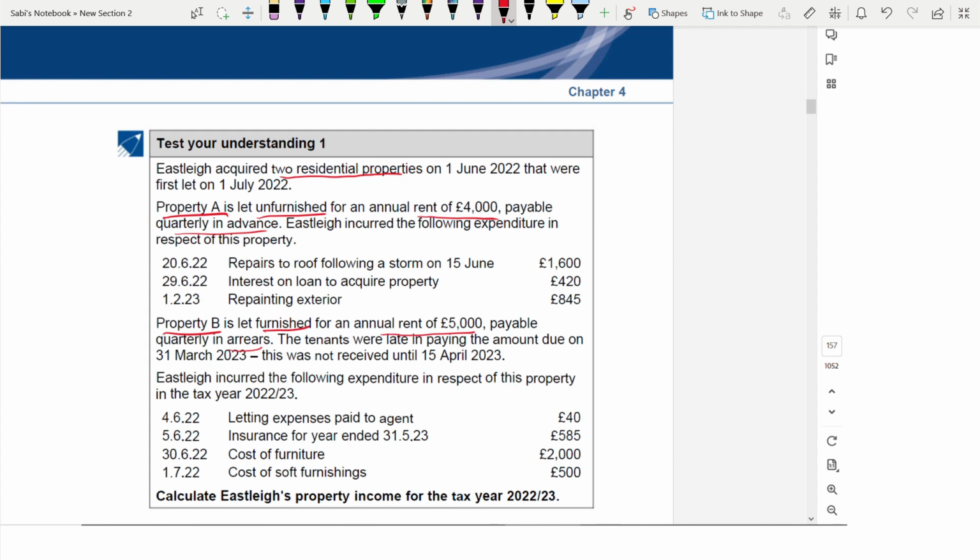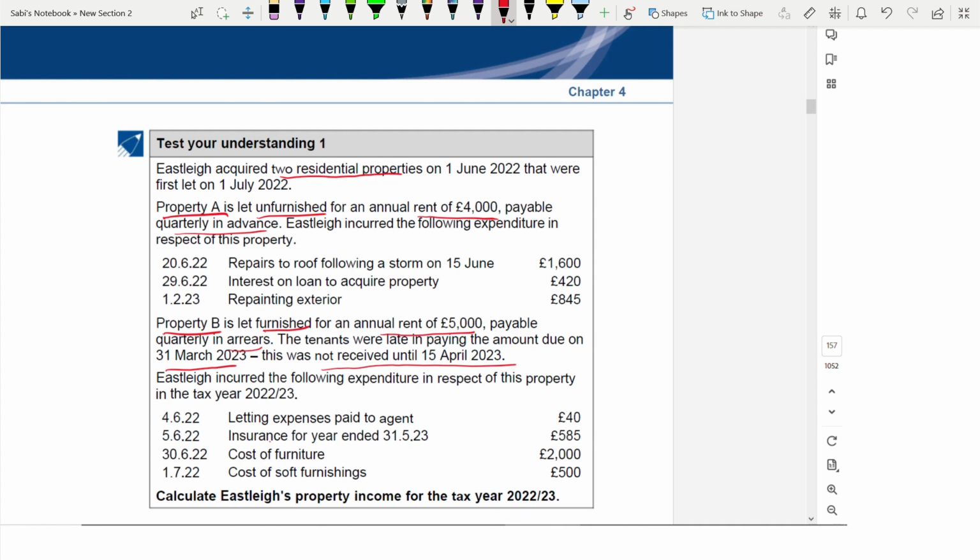Now, for property B, tenants were late in paying the amount due on 31st March 2020. This was not received until 15 April 2023. Now, these are the expenses. Here we have repairs to roof, interest on loan to acquire property, repainting exterior in property B. Letting expenses, paid to agent, insurance, cost of furniture, cost of soft furnishings. Okay. So how do you deal with this? Do we add all?